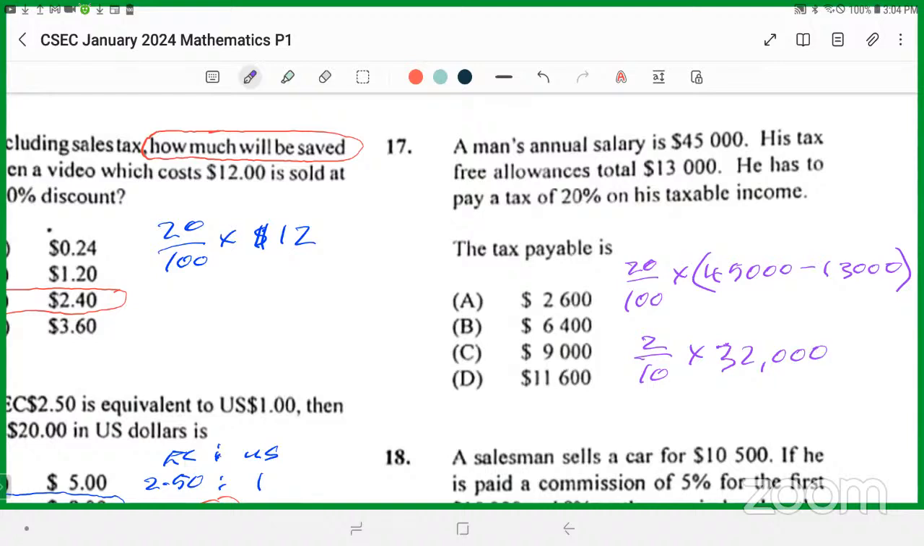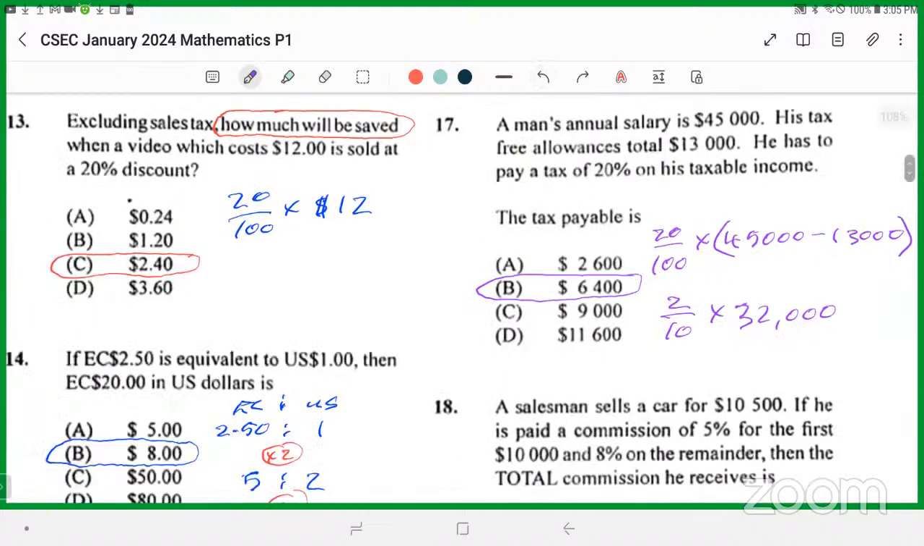2 over 10 of 32,000. So that is 2 times 32, which is 64. It's the only number with a 6 and a 4 in it, so it has to be this one. This means the 10 cancels one of the 0s, and then you're really doing 2 times 32. All right, so that is the answer.